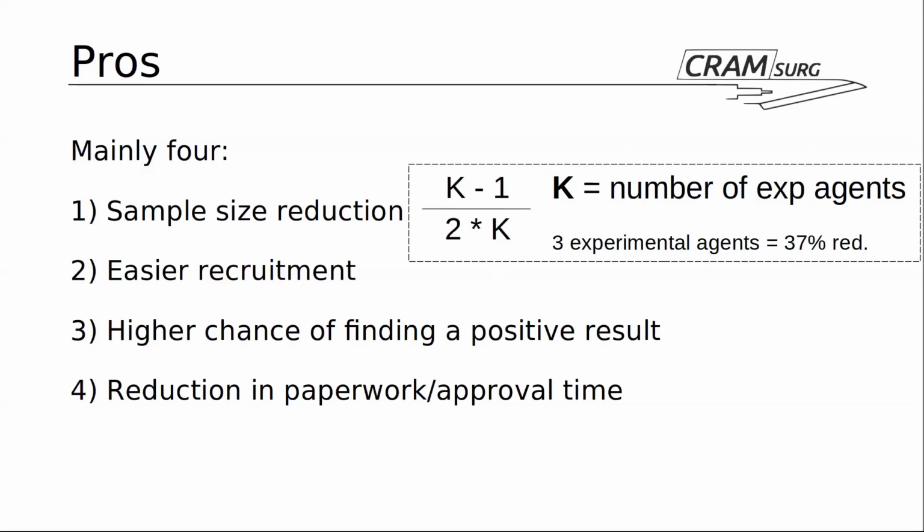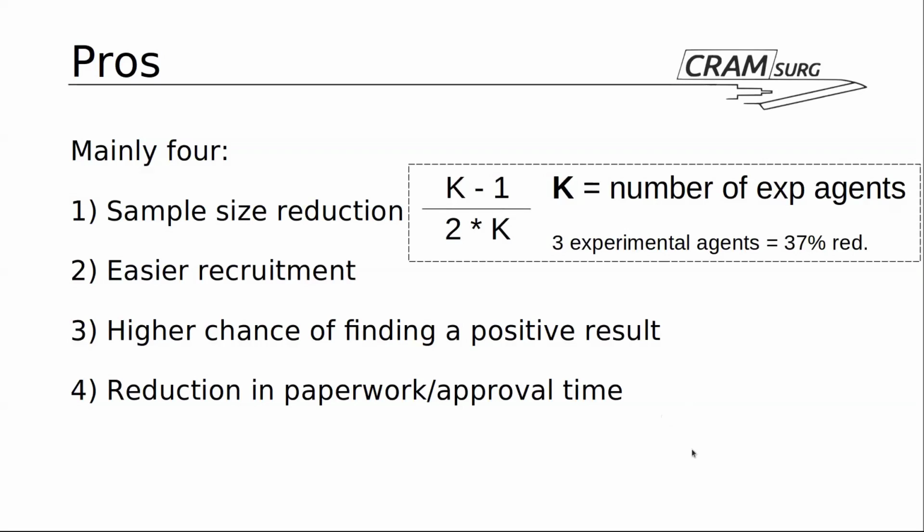Certainly, if you explore a number of different possibilities, you have higher chances of finding a positive result. And if you can get approval for one trial that looks at 3 experimental agents, that's a massive saving in time and a massive saving in paperwork, as well as in going through ethical committees.